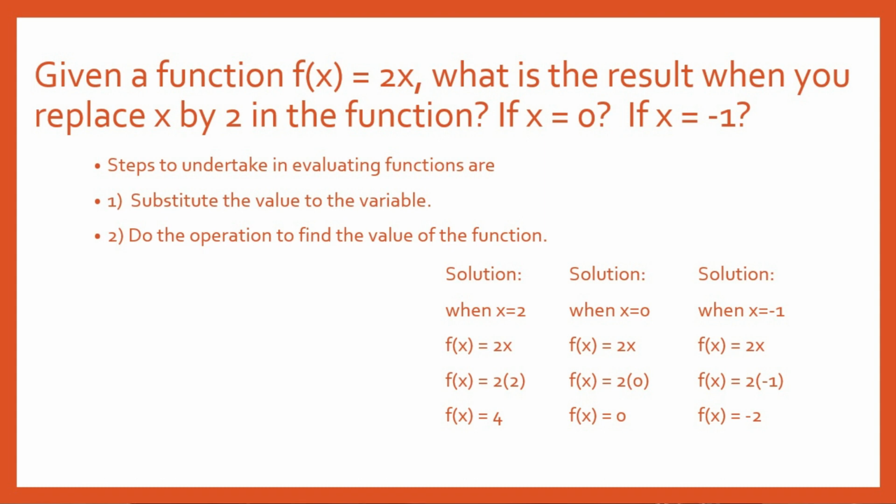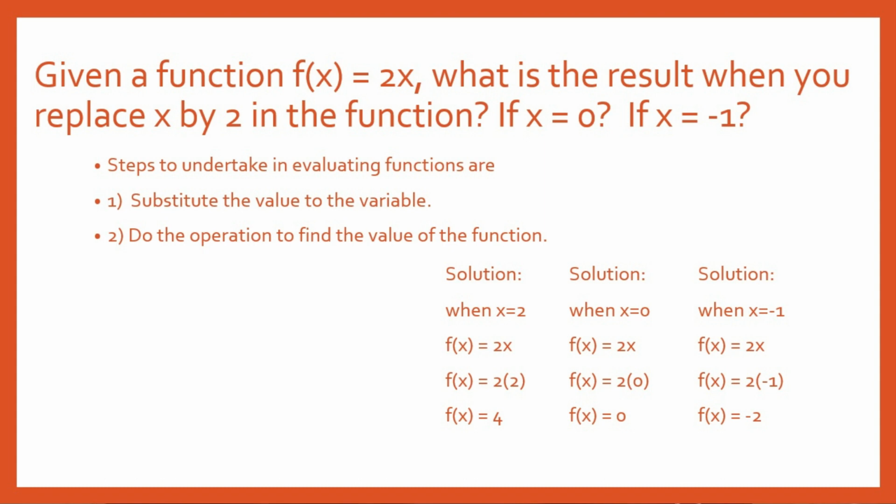Given a function f of x is equal to 2x, what is the result when you replace x by 2 in the function? If x is equal to 0, and if x is equal to negative 1. Do you remember how you used to do this before? You're correct. This is what we call evaluating functions. So when you replace x with 2, given the function f of x is equal to 2x, the steps to undertake in evaluating functions are as follows. Substitute the value to the variable. Do the operation to find the value of the function.